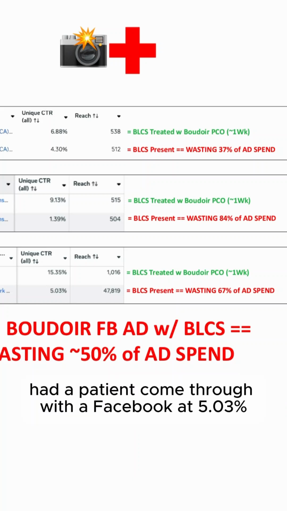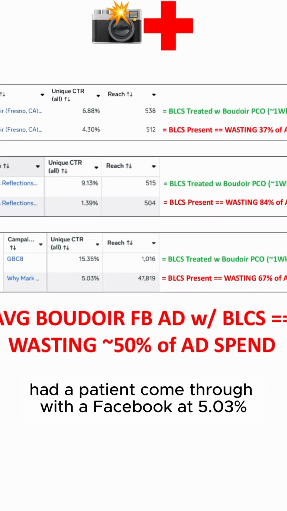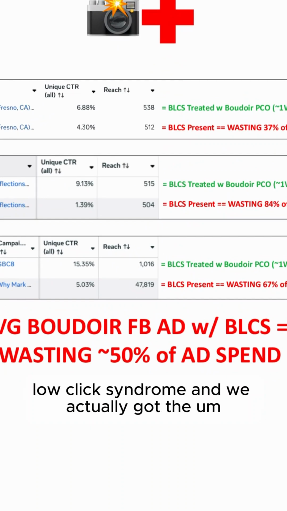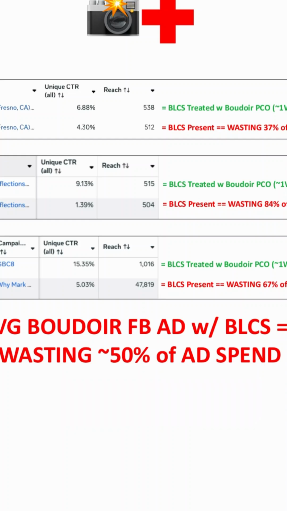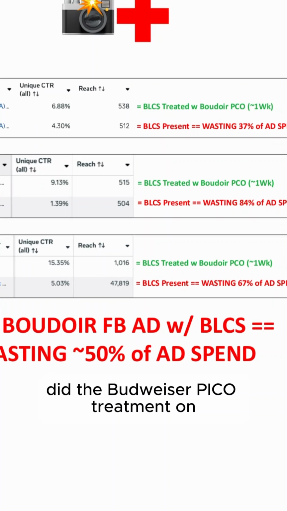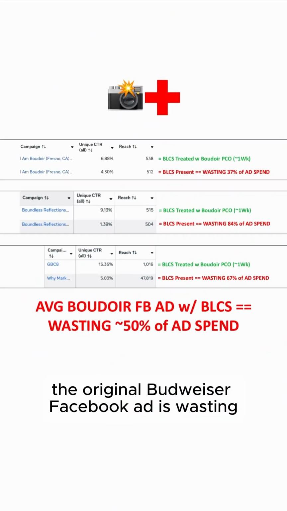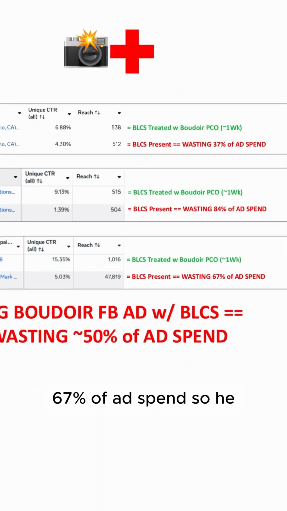Finally, had a patient come through Boudoir Facebook at 5.03%, under 6%. That means BLCS is present, Boudoir low click syndrome. And we did the Boudoir Pico treatment on it. It takes about a week. Got the unique CTR up to 15.35%. So we found out the original Boudoir Facebook ad was wasting 67% of ad spend.